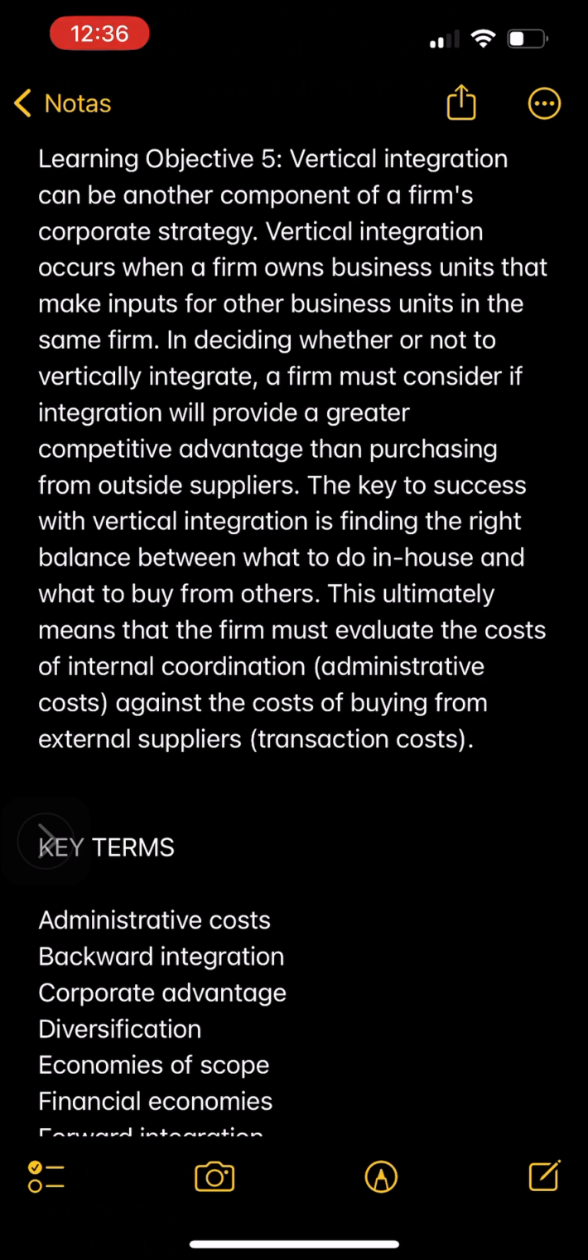The key to success with vertical integration is finding the right balance between what to do in-house and what to buy from others. This ultimately means that the firm must evaluate the costs of internal coordination, administrative costs, against the costs of buying from external suppliers, transaction costs.